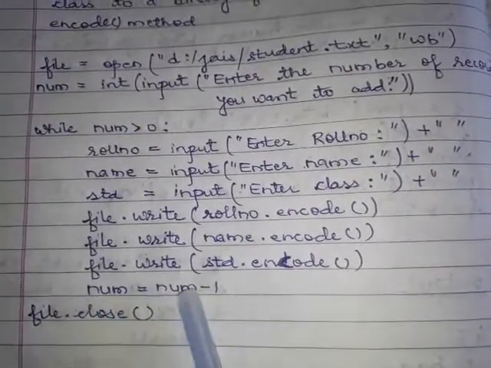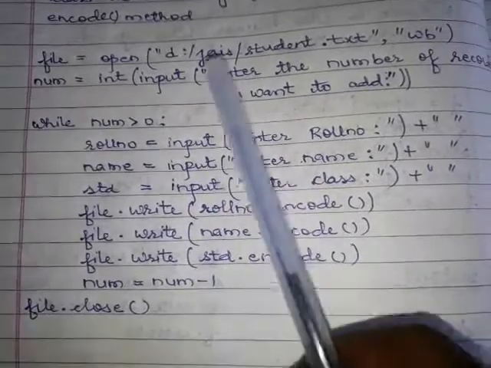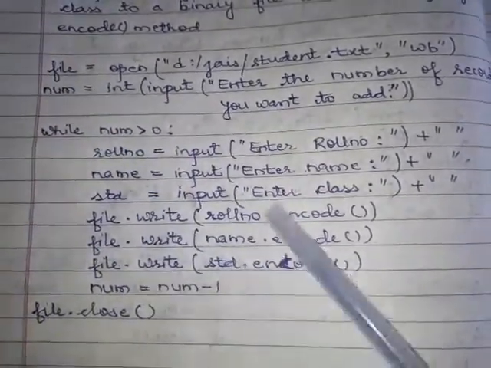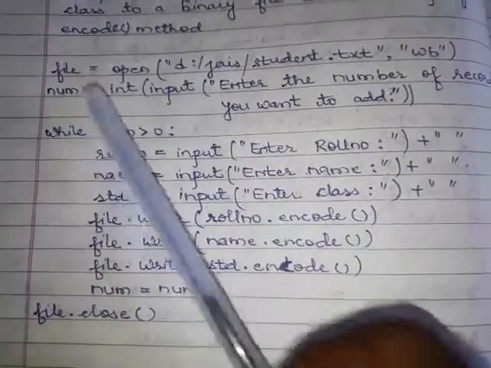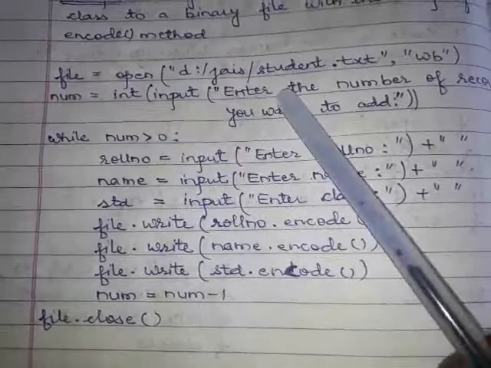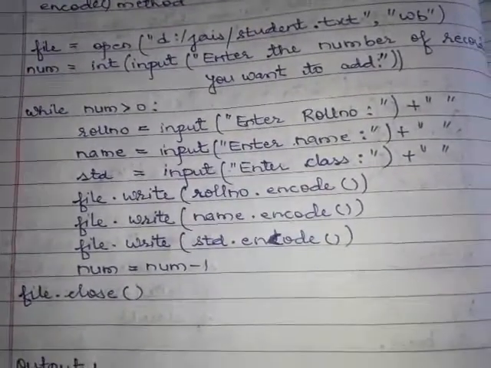Then we decrease the value of the variable, number equals number minus 1. So whatever value you have given, 1, 2, 3, if you give 3, this loop will run 3 times. If you give 2, this loop will run 2 times. So 3 records, 2 records, however many records you want to write, this loop will run that many times.